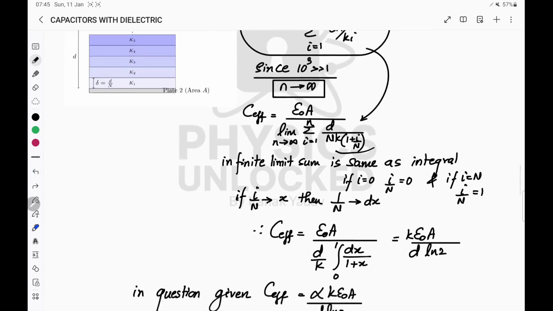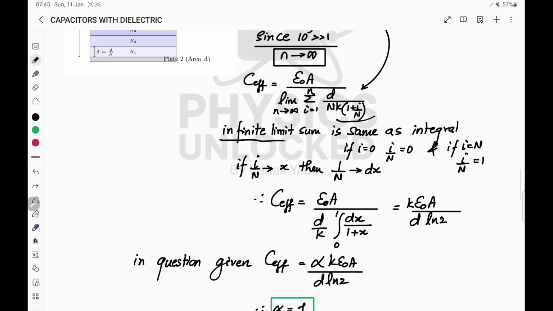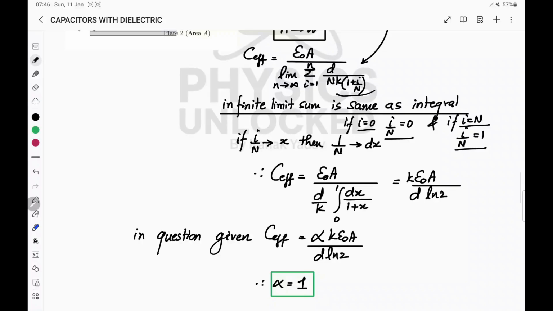Now we are going to use the fundamental theorem of calculus, which says that an infinite limit sum is the same as an integral. So we will calculate the limits of the integral. If I put i equal to 0, I get i by n equal to 0. And if I put i equal to n, which is the upper limit, we will get i by n equal to 1. So we have to integrate from 0 to 1. D by K is a constant, so I'm going to take it out. 1 plus i by n will transform into 1 plus x, and 1 by n will transform into dx.